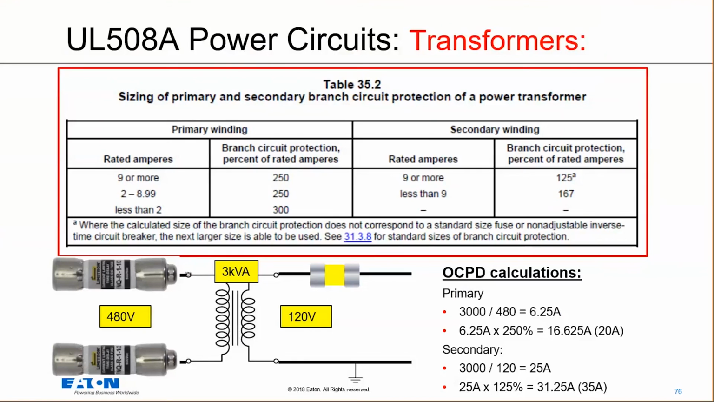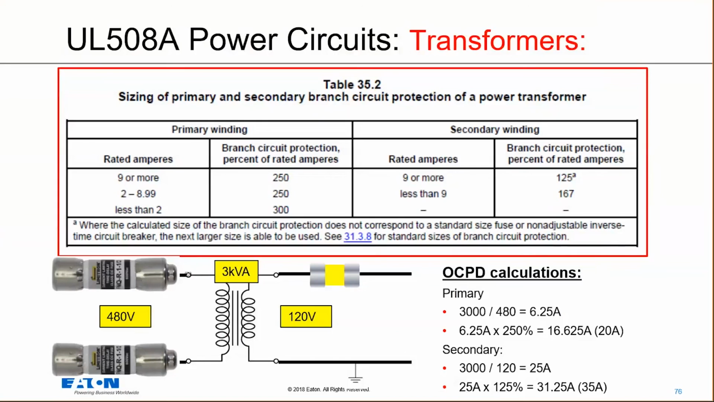I can now size my primary branch circuit protection at 250%. So now I can rate those fuses at 16.25, and then bump it up to our standard size, which is 20. So now I can jump up in size because I now have secondary protection as well.